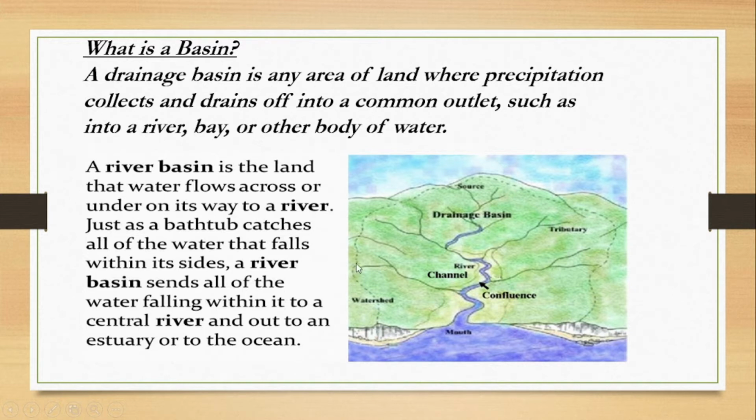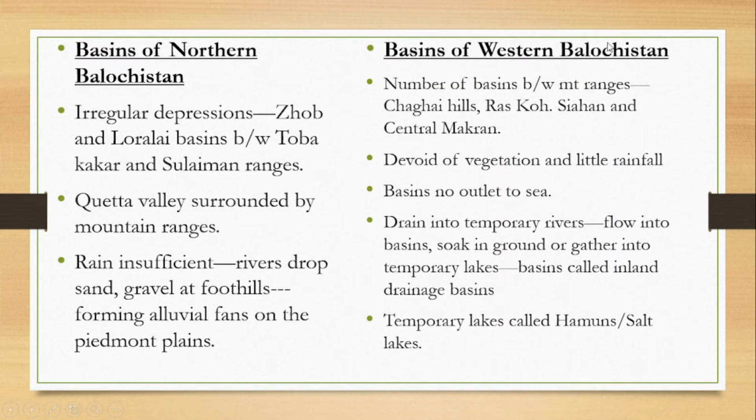What you have to understand is, since it is a depressed area, it's a little depressed compared to the surrounding area. So the water gets collected there, not forever, but that water flows off into a nearby stream, lake, ocean, estuary, or whatever. Okay, whatever water body is the nearest, that water will fall into it. That would be its final destination. So this is what a drainage basin actually is. Now when we talk about the basins of northern Balochistan and western Balochistan, you have to keep this picture in your mind.